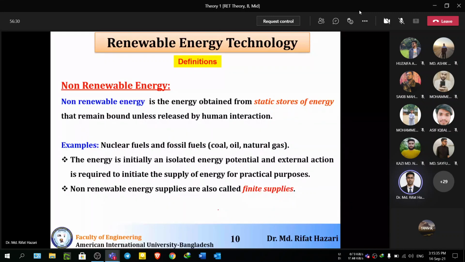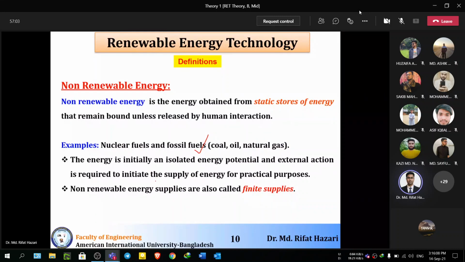So what are the examples of non-renewable energy? Well, all kinds of nuclear fuels, for example uranium, and fossil fuels as well, for example coal, oil, natural gas. Every sort of energy like that is non-renewable energy. If you talk about the characteristics, initially this energy will be isolated, as I told already. External action or human action is required. Without human interaction or machine interaction, you cannot extract non-renewable energy resources.